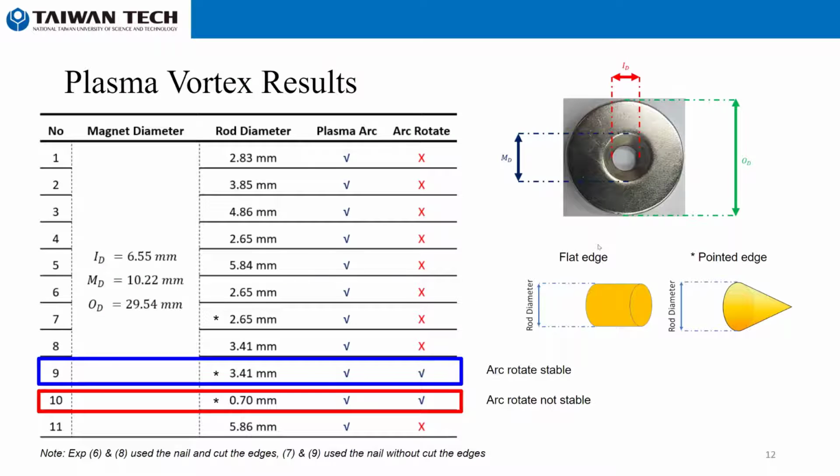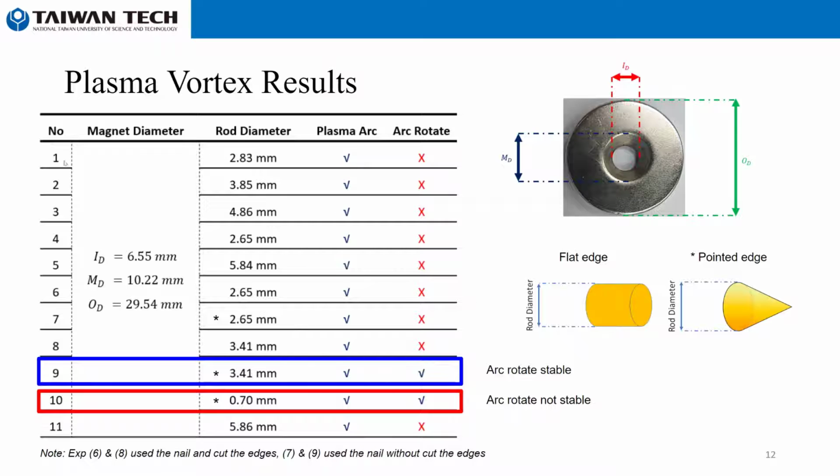Next are some of our experimental results. In order to check our plasma vortex, we use different types of rods with different diameters. As you can see, the main difference between all of them is the rod diameter.